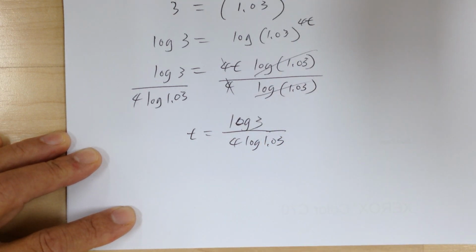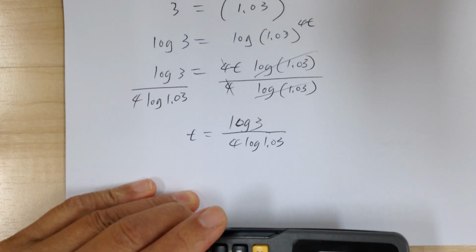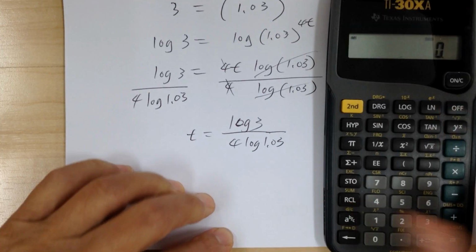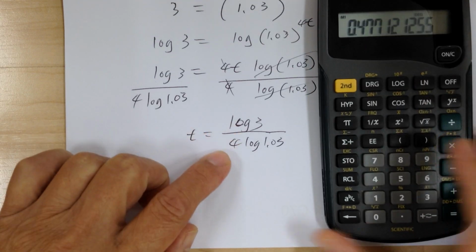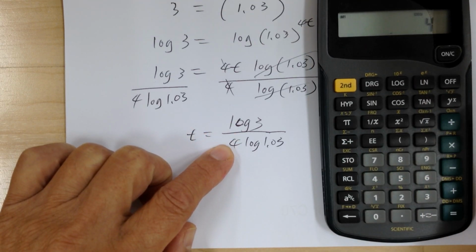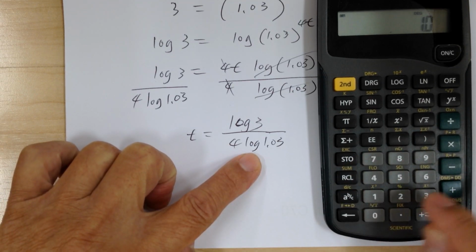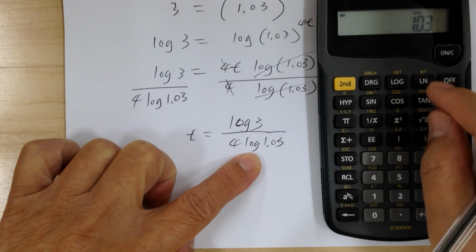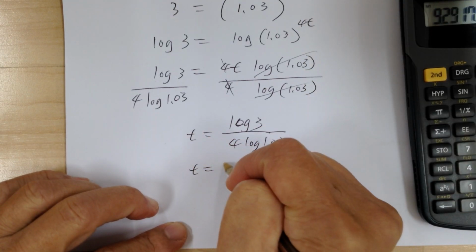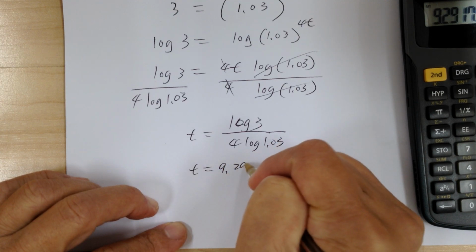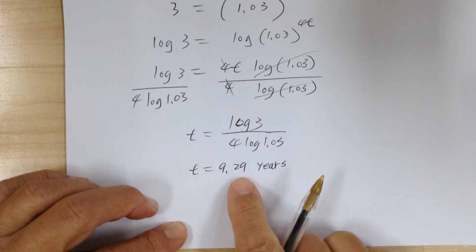Now you have to use a calculator to work it out. You're going to enter 3, log, divide by 4, then divide everything on the bottom, so divide by 1.03, log, and you push equal. So you're going to get t equal to 9.29 years.